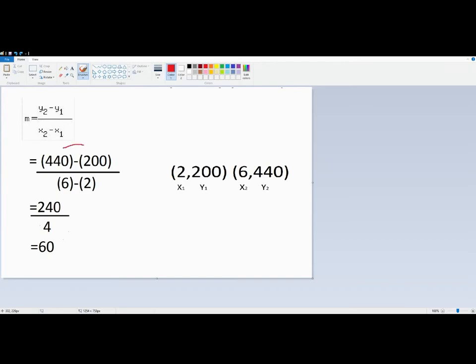So 440 minus 200 equals 240 on the top, and then 6 minus 2 equals 4 on the bottom, coming to an answer of 240 over 4. But always reduce, so that would be 60, or 60 over 1. Technically it's the same thing, but when we graph it would be 60 over 1.